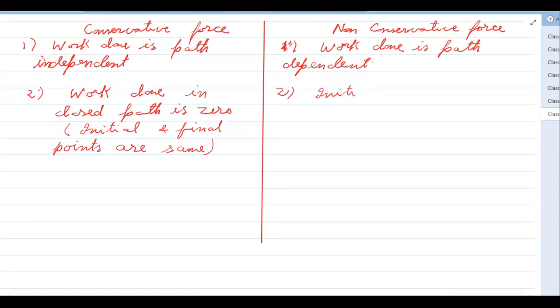Here, for a non-conservative force, the work done in a closed path can be non-zero.